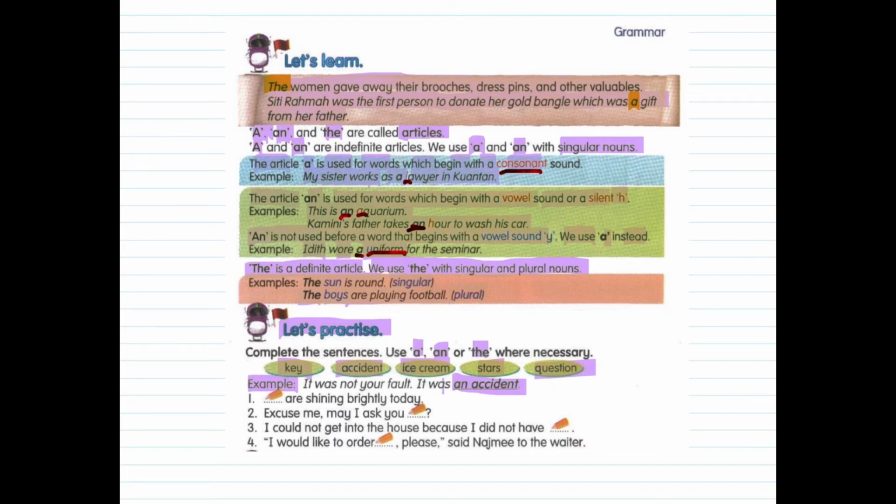If you notice here the question, with the answer key given, "key are shining brightly" sounds weird. Accident, of course, we don't use that because we already have used it. Ice cream doesn't shine. Right. Stars. That might be it. So which one are you going to use? A or an? Straightaway, you know it's "the", isn't it? Because "a" and "an" are for singular. This one is asking about plural. So the stars. Here is the answer. So you use "the". The stars are shining brightly today. Right. Now we've done number 1. Let's do number 2.